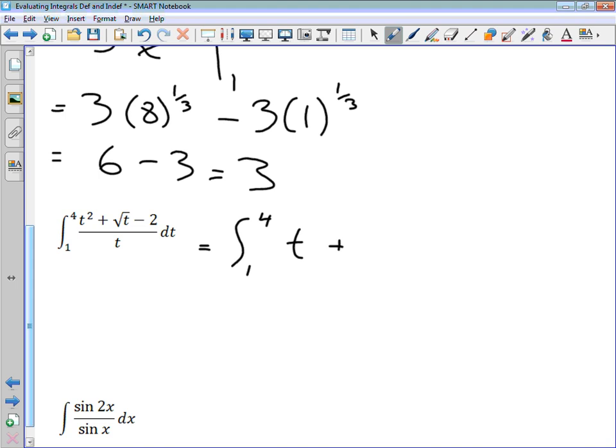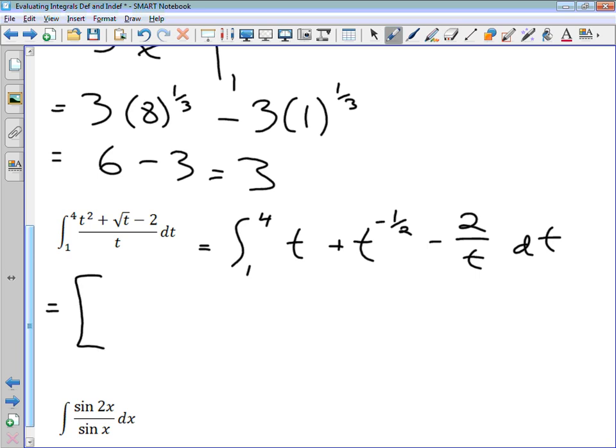I'm going to think of this root t as t to the 1/2. If I divide it by t, I'm going to have t to the negative 1/2. And then this last term here, I'm going to rewrite it as negative 2 over t. And I do this because I can now think of this integration term by term. So let's just do our antiderivative here.